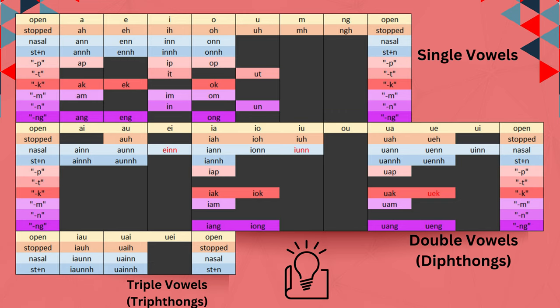In addition, double vowels cannot accept final T or final N. Yap, wep, yak, yok, wak, wek, yam, wam, yang, yong, wang, weng.